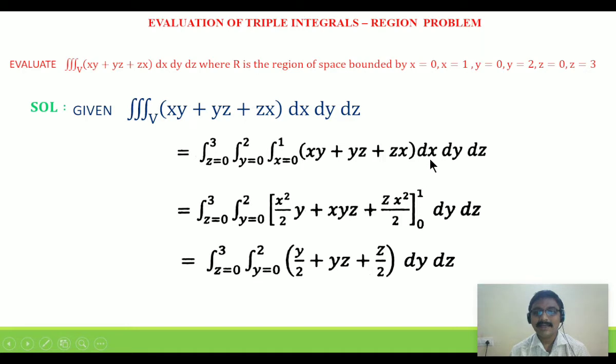Since we applied integration with respect to x and these are the limits related to x, we have to substitute in place of x. Substituting upper limit as 1 and lower limit as 0, we will have the expression like this. Now the integrand function is in terms of y and z. Clearly the triple integration has now become a double integration. Now we have to apply the integration with respect to y. While integrating with respect to y in double integrals, keep z terms as constant.